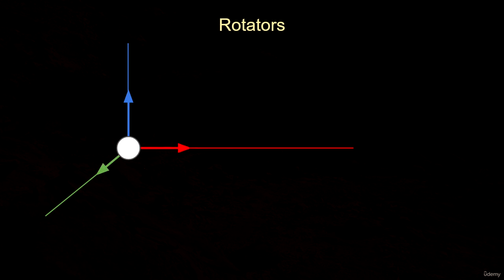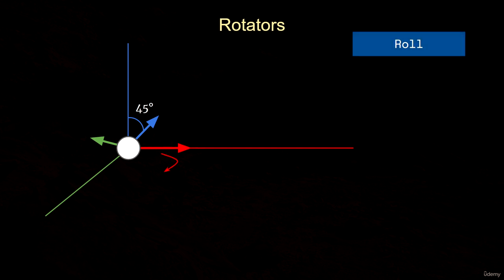Now let's consider a final example where we twist the object by 45 degrees this way. Notice that the y and the z axes for the object are 45 degrees off from the world y and z, but the x hasn't changed. We've twisted the object about the x-axis, and by doing this, we've changed the object's roll. So roll is defined as rotation about the x-axis.